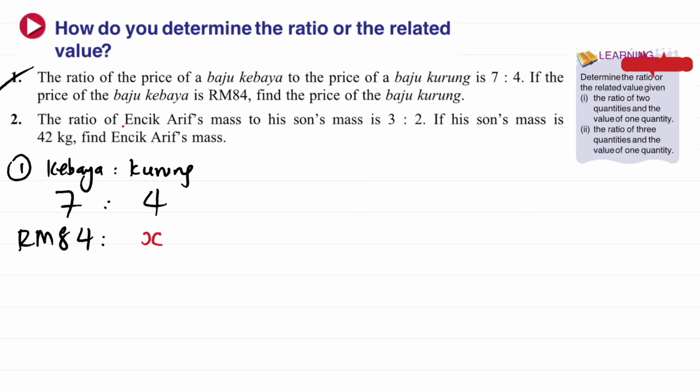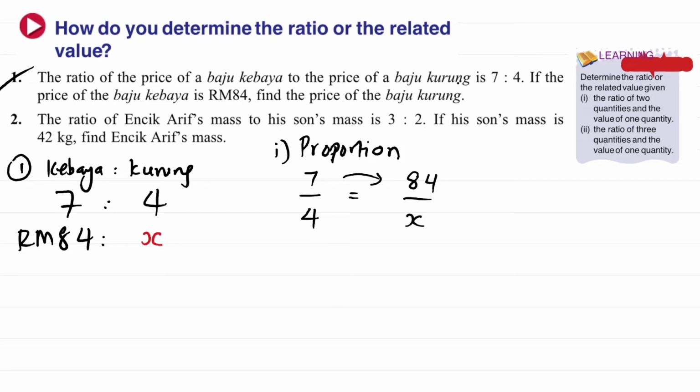Basically, you have two methods in order to do this. The first method is the proportion method. So let's see one by one. For the proportion method, we convert this to a fraction first. As we know, this one is 7 over 4, equivalent to 84 over X. So from 7 to 84, how are we going to multiply from 7 to 84?